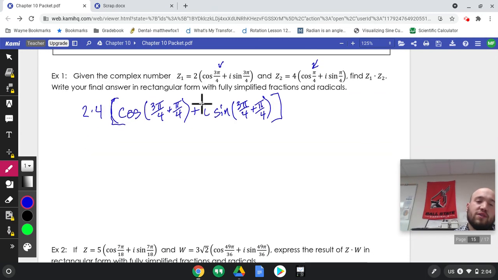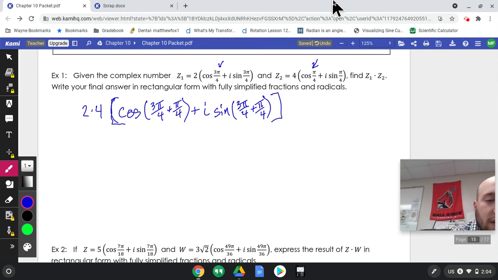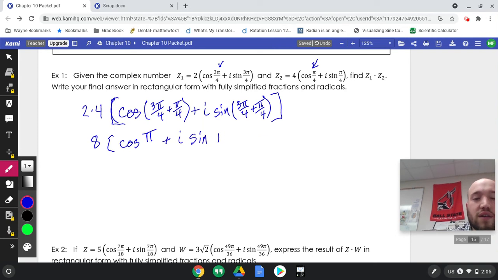Okay, now we can simplify. So 2 times 4 we know is 8. Cosine of, this one's pretty easy, hopefully. It's just going to be pi, because 3 pi over 4 plus pi over 4 gives us 4 pi over 4. Plus i sine, same thing. It's always going to be the same for both of those because we're adding the same two thetas together. Okay. Now we need to convert this. So x equals 8 times the cosine of pi. y will equal 8 times the sine of pi.